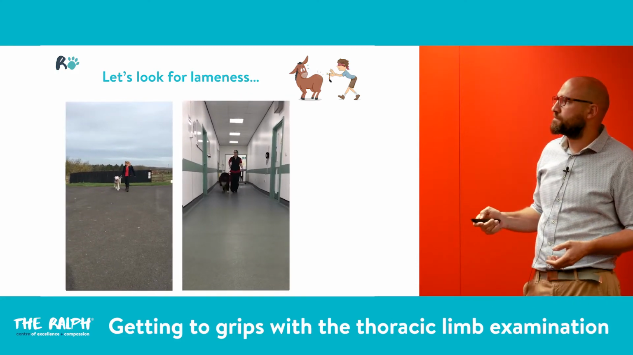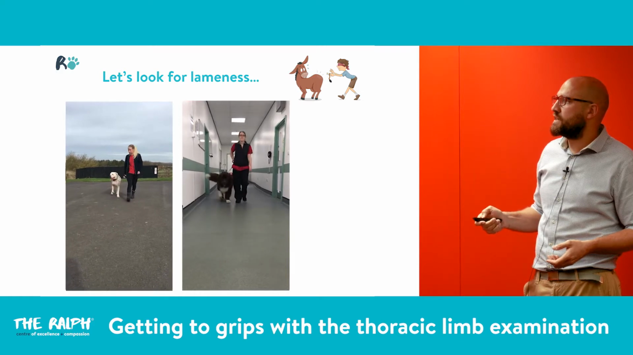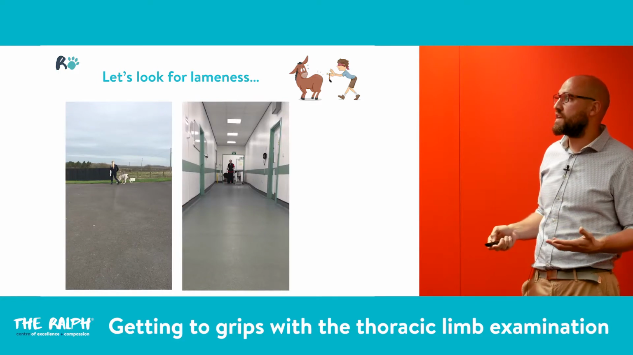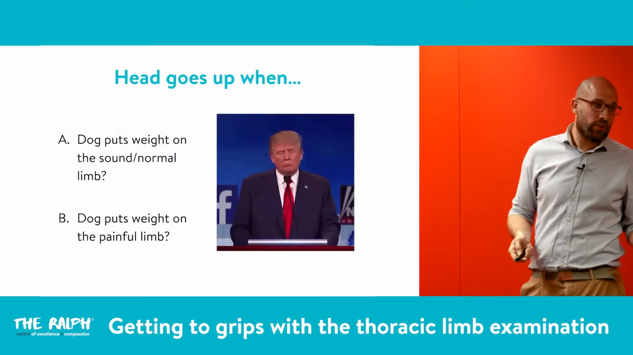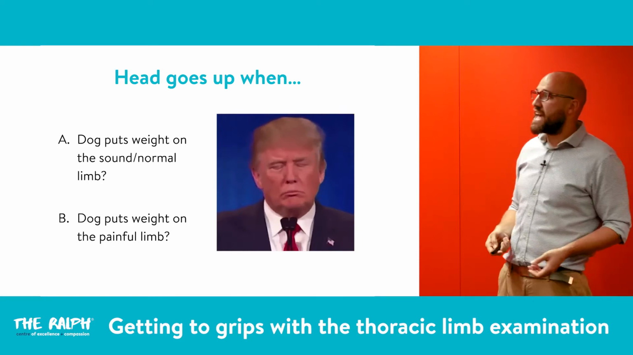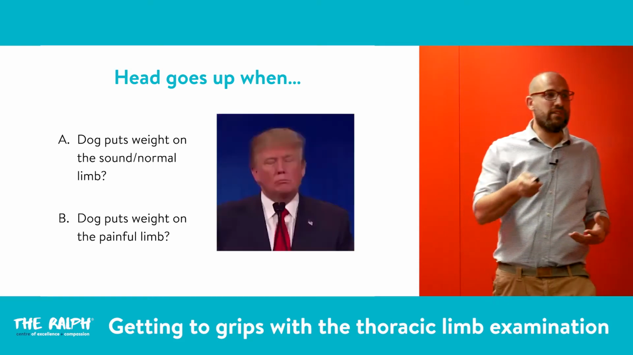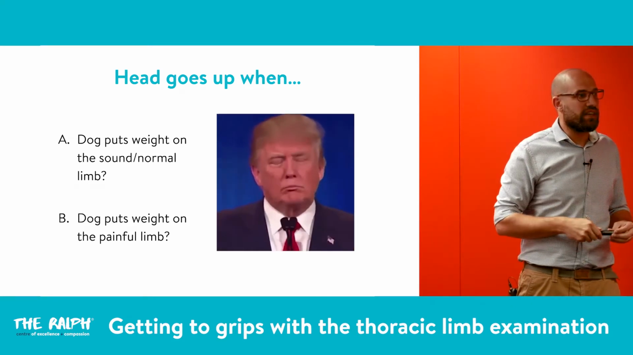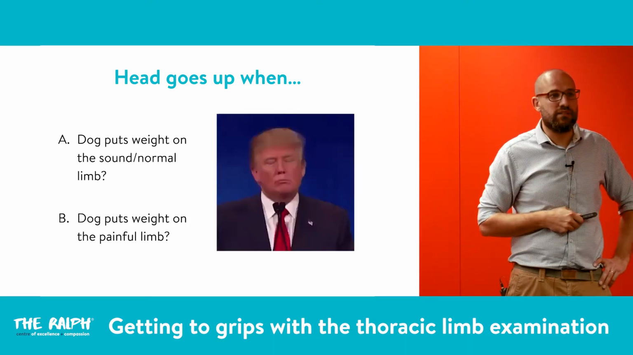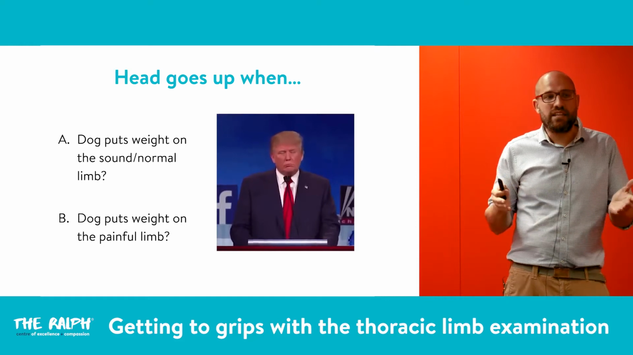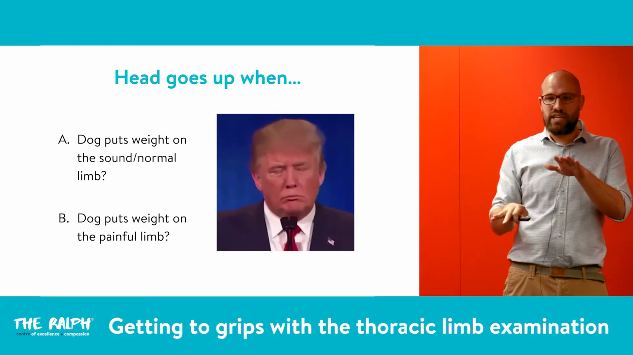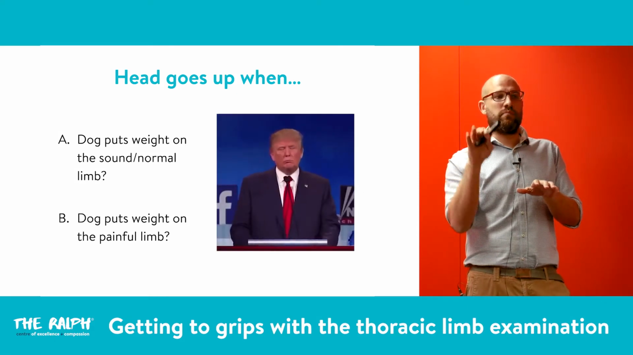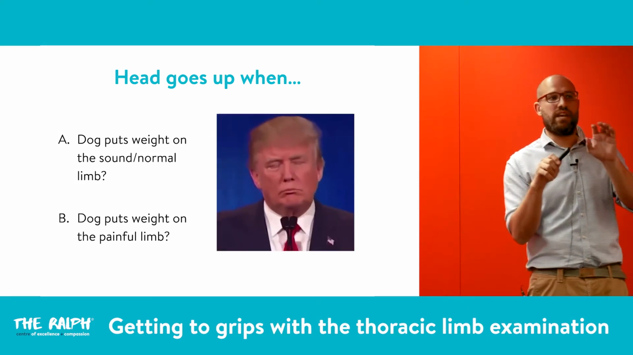Usually, what we are looking for when we watch the dog walking is a nod. We start looking for the head bobbing. So how many of you think the first answer is right, and how many think the second answer is correct? When you see a dog walking and the head goes up, is that because the dog is putting weight on the painful leg, or because it's putting weight on the normal leg?